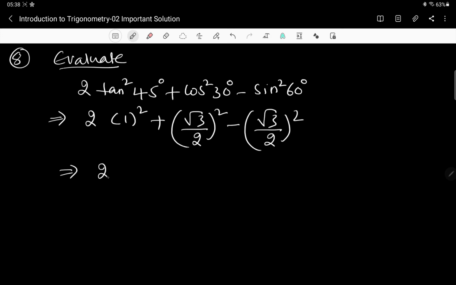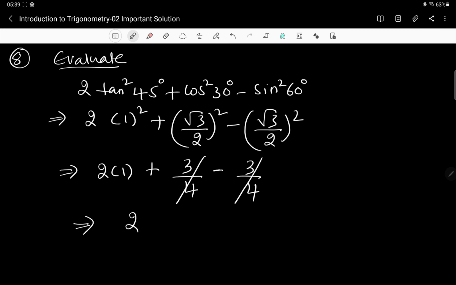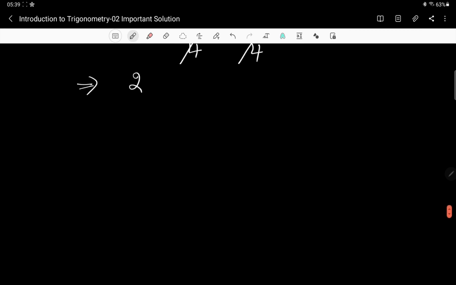So it becomes 2 into 1 plus root 3 by 2 whole square, meaning root 3 whole square is 3 divided by 4, minus 3 by 4. The 3 by 4 plus 3 by 4 minus 3 by 4 get cancelled. 2 into 1 is 2. So this is the answer. This was also quite simple, and can be asked for 1 mark.